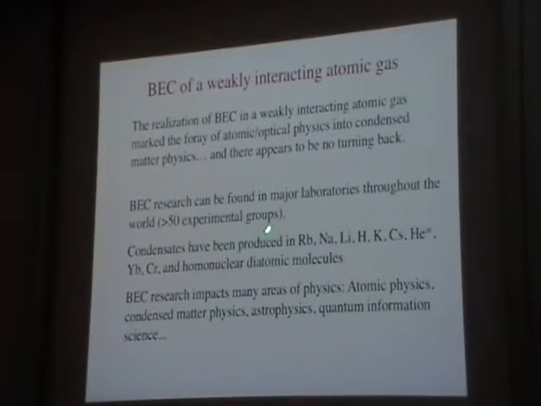Bose-Einstein condensates in dilute atomic gases have been realized in a number of different systems. In 1995, it was rubidium, sodium, and shortly thereafter lithium. And then that was followed by hydrogen. People finally got their Bose-Einstein condensate. But since then, there's a number of other species: potassium, cesium, metastable helium, ytterbium, chromium, and I think there might even be a few more now that have undergone Bose-Einstein condensation. In addition, you can actually get Bose-Einstein condensates of molecules, and people have demonstrated this with homonuclear diatomic molecules.